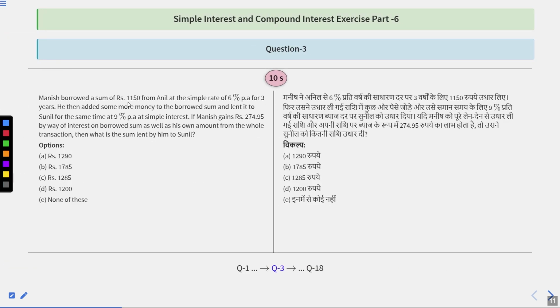Manish borrowed a sum of rupees 1,150 from Anil at simple interest of 6% per annum for 3 years. Then he added some more money to the borrowed sum and lent it to Sunil for the same time at 9% per annum simple interest. If Manish's gain is 274.95 rupees by way of interest, from the borrowed sum as well as his own amount, from the whole transaction, then what is the sum lent by him to Sunil? You have 5 options and 10 seconds to analyze the question. Your time starts now.